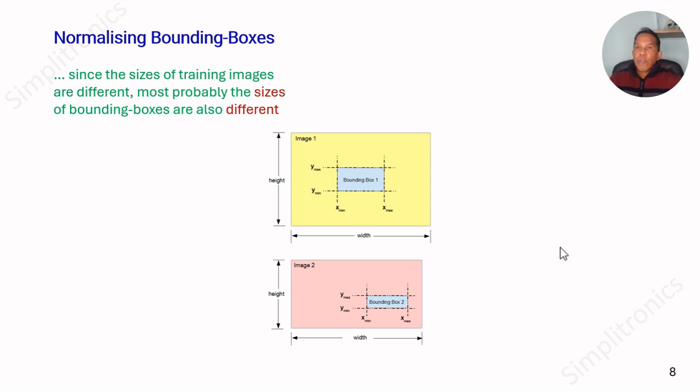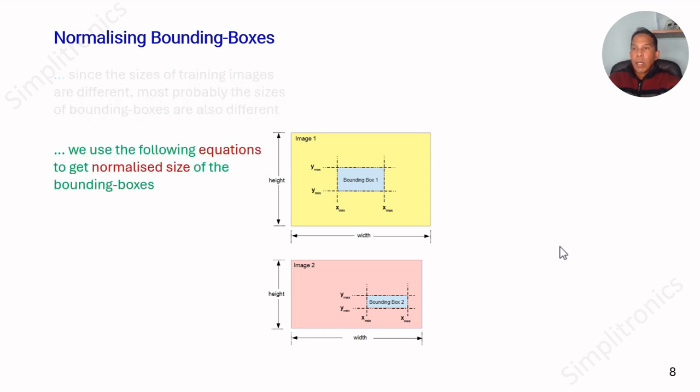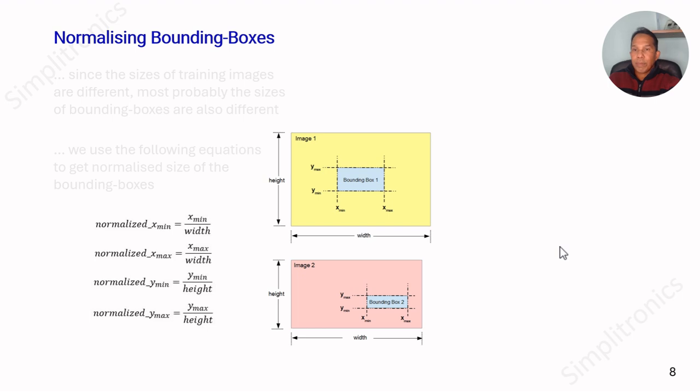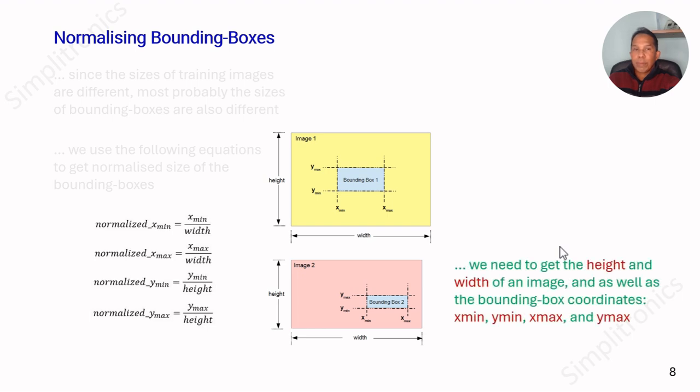Since the sizes of the training images are different, most probably the sizes of bounding boxes are also different. So we use the following equations to get the normalized size of the bounding boxes. For that purpose, we need to get the height and the width of an image, as well as the bounding box coordinates such as xmin, ymin, xmax, and ymax.